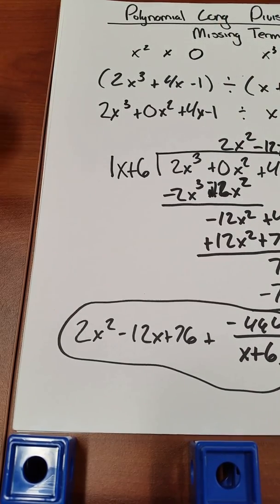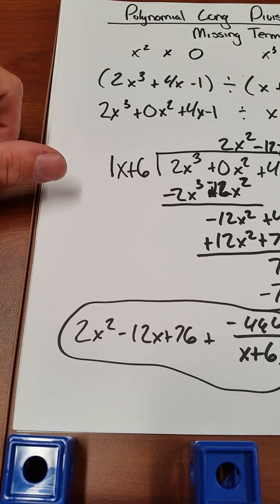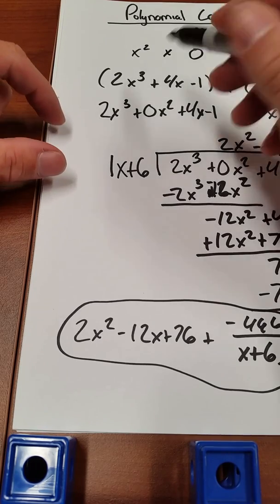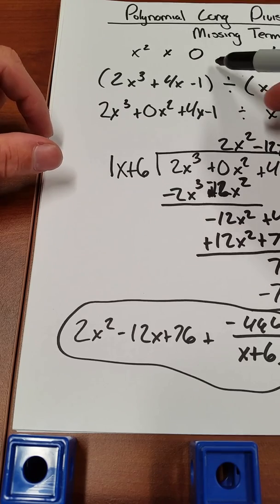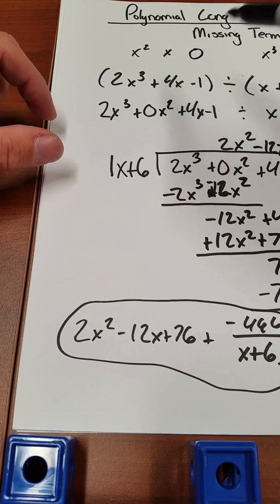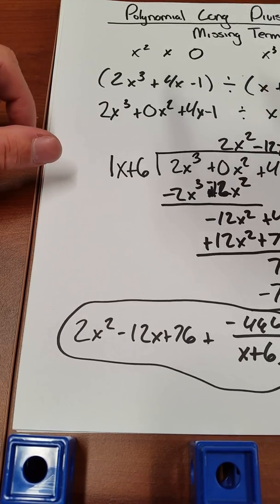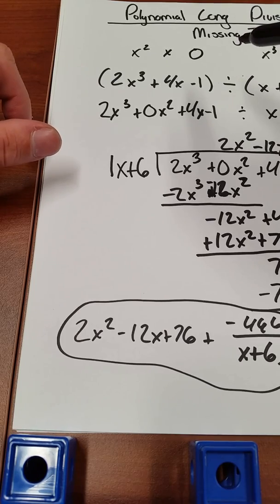There are multiple problems in your packet in which that happens. Okay, so be careful of that. That needs to go all the way from the highest exponent all the way down to the constant term. If the constant term is missing, put a 0 in for your constant term.